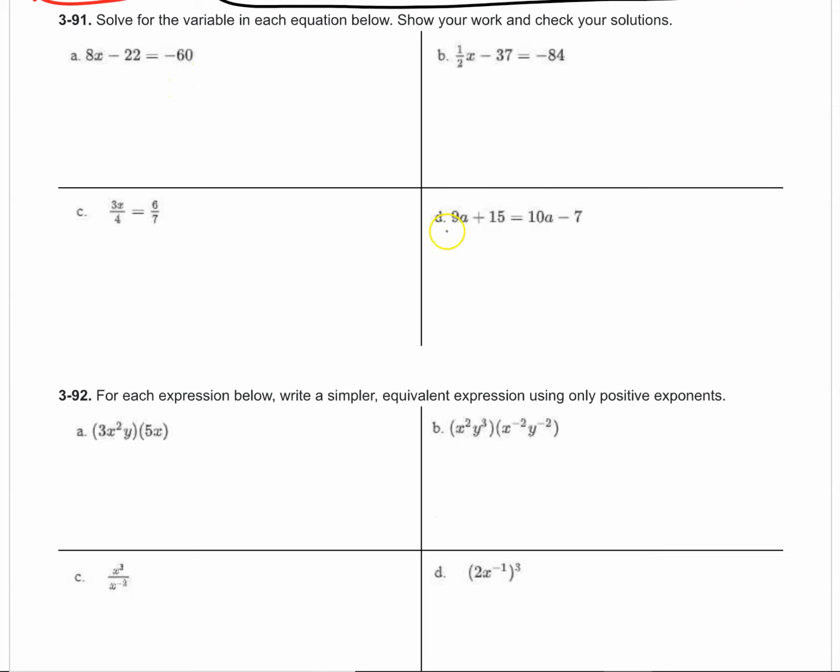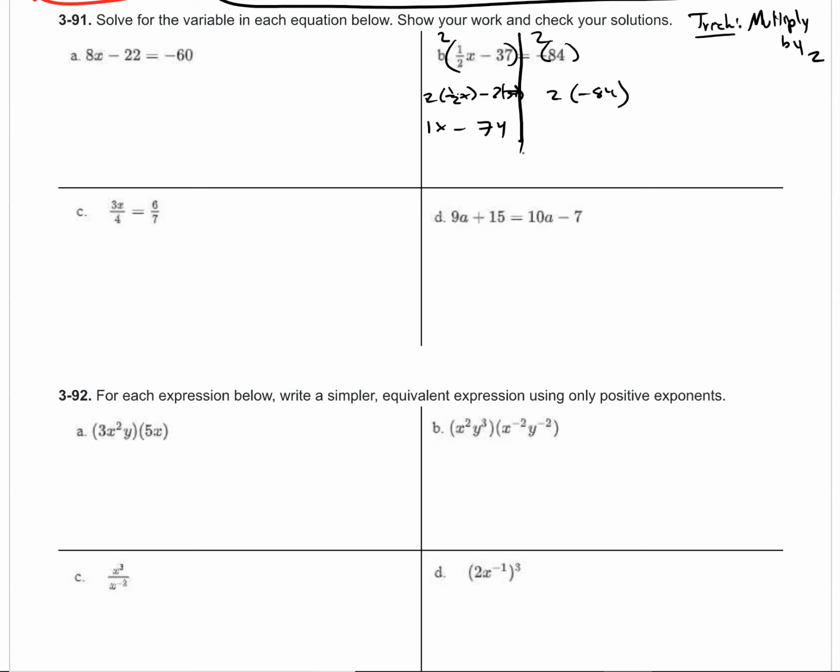I'll let you deal with these two. I'm going to do the one with the fractions. So this is 1/2 x. So the trick here is multiply by 2 on each side. So 2 times 1/2 x minus 2 times 37. And over here we have 2 times negative 84. 2 times 1/2, that's just 1x minus 2 times 37 is 74.